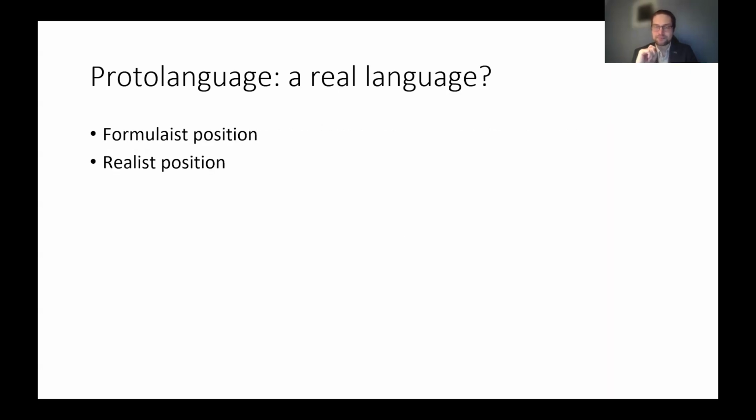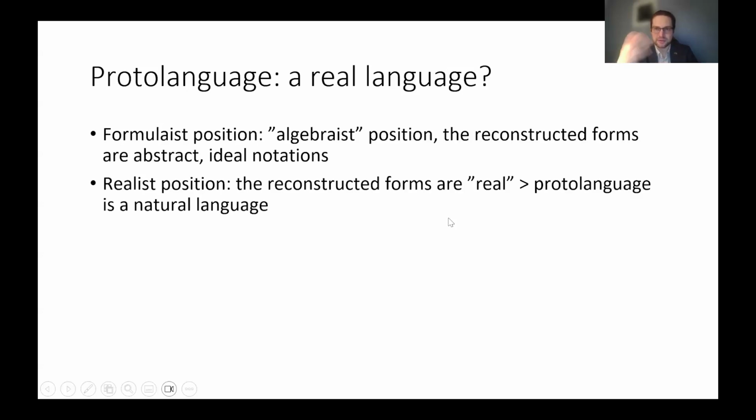As you already know, if you watched the first video in our REMODUS Diachronic Sociolinguistics series, there are two different positions on proto-language: the formalist position and the realist position. So there are two different ways to approach proto-language. The formalist position means that the reconstructed languages are abstract ideal notations, whereas the realist position assumes that the reconstructed forms are real and that the proto-language is a real natural language.